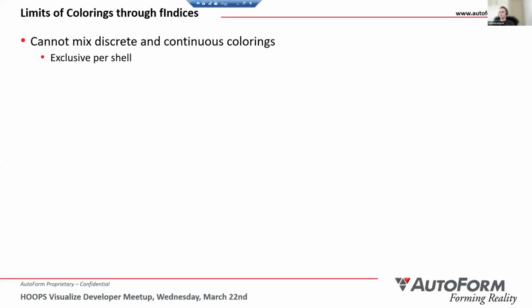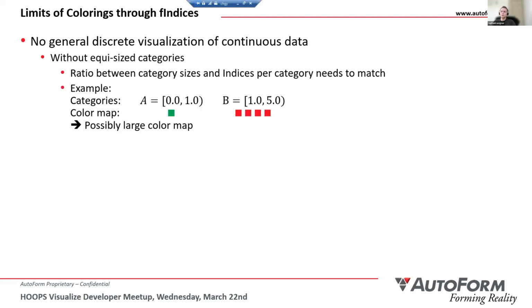So that's it for this use case. Another one, again, very similar. Assume you have continuous data. You want a discrete visualization of that. Let's say we have categories A and B, A ranging from 0 to 1, B ranging from 1 to 5. So they have different sizes.